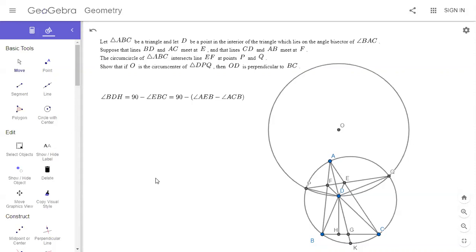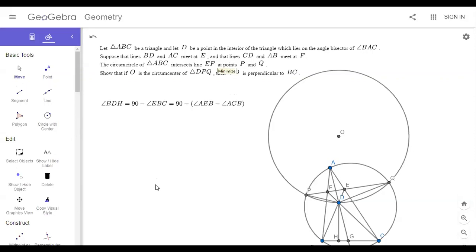How can we relate angle PQD to the condition that D lies on the bisector? Oh, PQD in terms of the angles of the triangle. Yeah, maybe. So basically we want to show angle PDQ is 180 minus half of POQ, right? Or we know that.